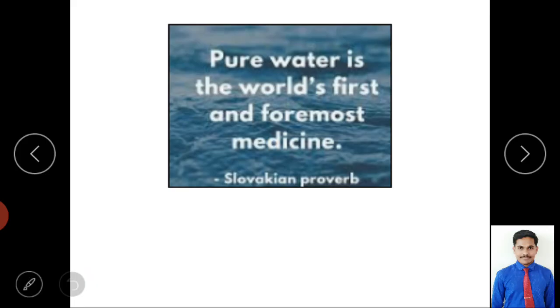It should not have a color, and there are some conditions and standards. If water is pure, then it is the first and foremost medicine. We don't require any hospitals, we don't require any medicines, right?